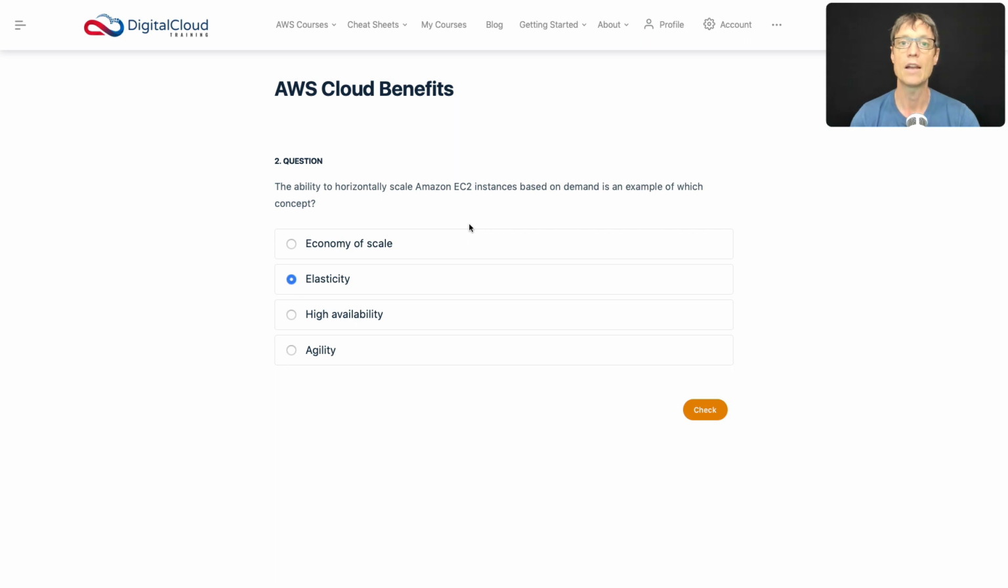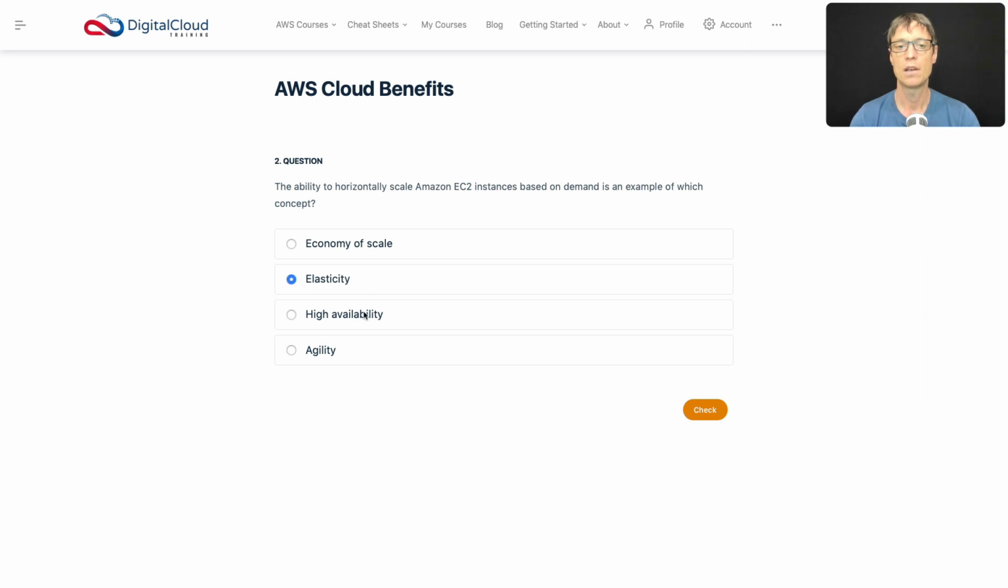So you can add more EC2 instances when you need them. And then when the demand goes down a bit, you can reduce the amount of EC2 instances. And the Amazon EC2 auto scaling service will do this all automatically for you. Now, what about high availability? Well, you might need multiple instances for high availability, but that's not what you're doing. So elasticity is the ability to horizontally scale.